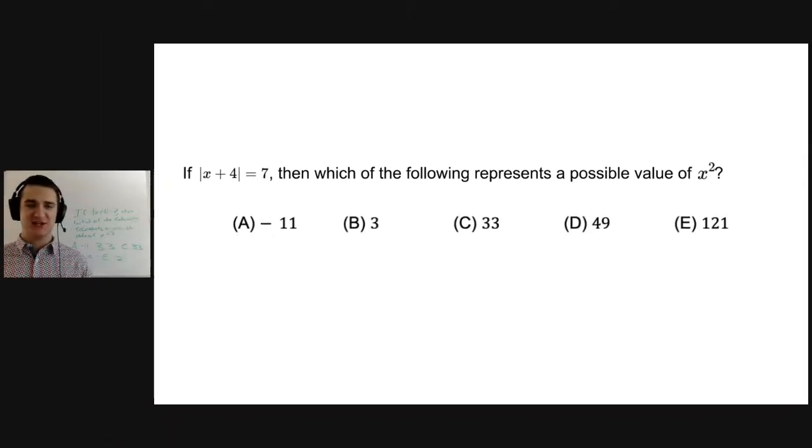Awesome. So hopefully you've had a chance to work through this one. The question asks, if the absolute value of x plus 4 is equal to 7, then which of the following represents a possible value of x squared? And it has several answer choices. But I want to take a look at this one together on the board here.